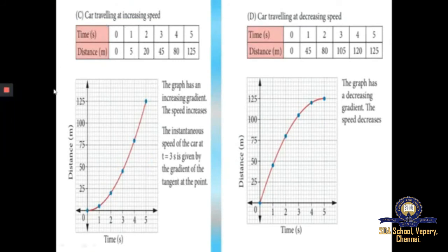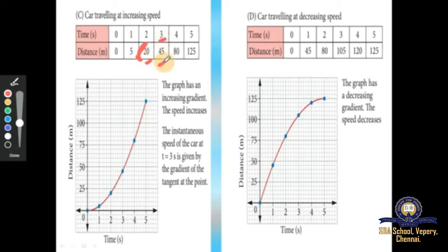The next is a car traveling at increasing speed. The time and distance are given. At 0 seconds, the distance traveled by the car is 0. At 1 second, the distance traveled is 5. At 2 seconds, it is 20. At 3 seconds, it is 45. At 4 seconds, it is 80. And at 5 seconds, it is 125.